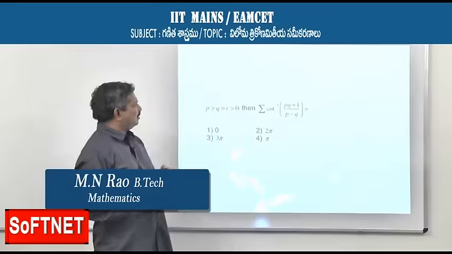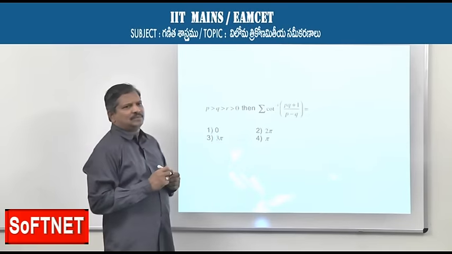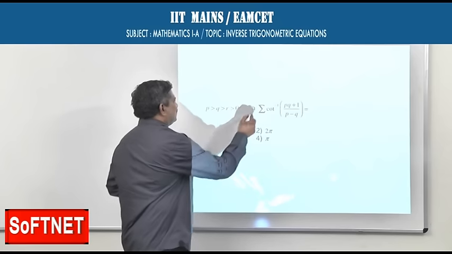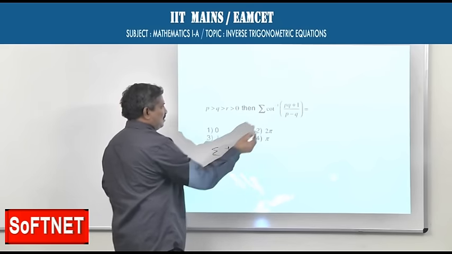P greater than Q greater than R greater than 0. Then sigma cot inverse (PQ plus 1) by (P minus Q). For this, because we are very much familiar with the tan formulas, I will convert that as tan inverse reciprocal.